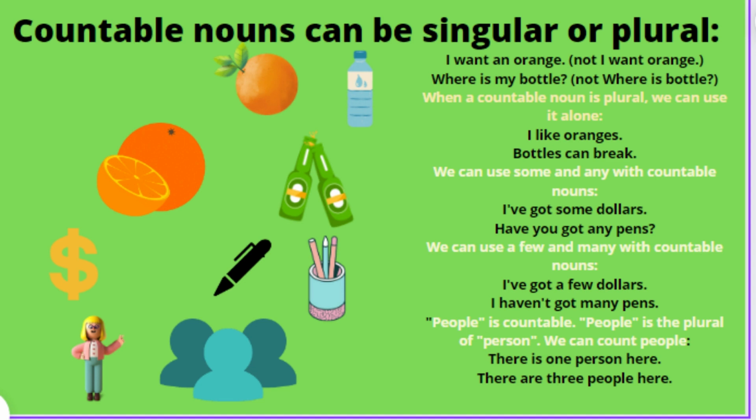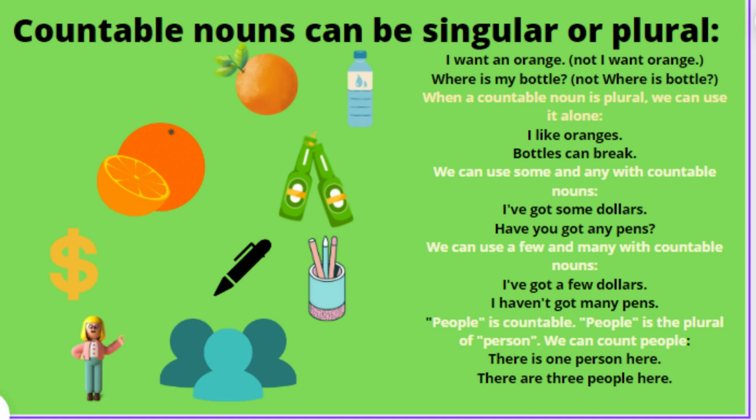People is countable. People is the plural of person. We can count people. There is one person here. There are three people here. So we have seen that person is the singular of people and we have used it in the first sentence. There is one person here, and people is the plural of person, so we have used it in the second sentence: there are three people here.